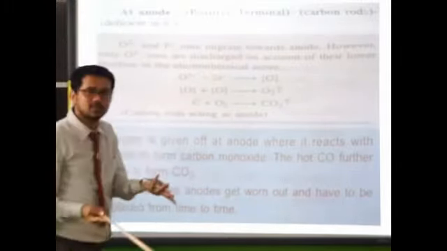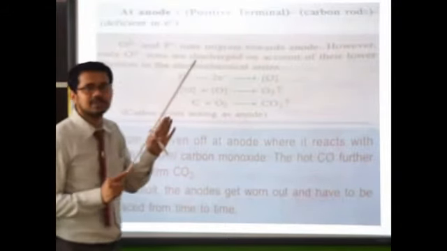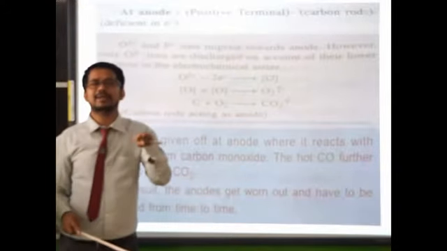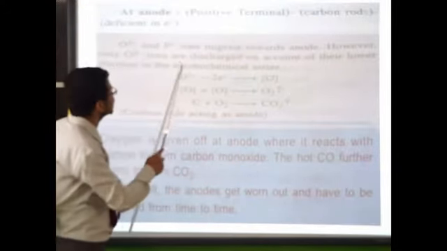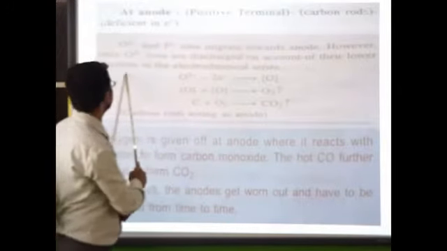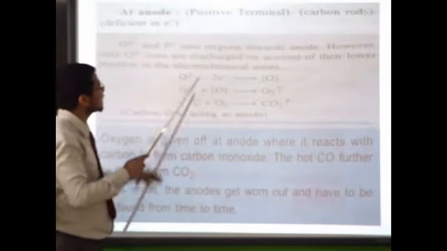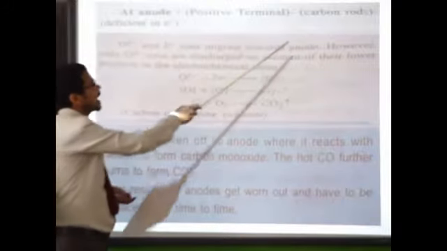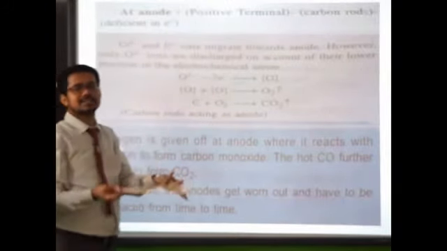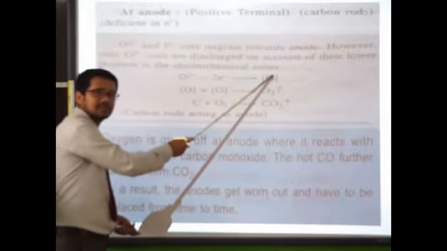But which will get more preference? Oxide ion. Why? Because among oxygen and chlorine, oxygen lies lower in the electrochemical series. Hence, oxygen will get more preference. So they discharge on account of their lower position in the electrochemical series. Hence, the oxide ion reaching this anode, which is deficient in electrons, loses 2 electrons and becomes an oxygen atom.